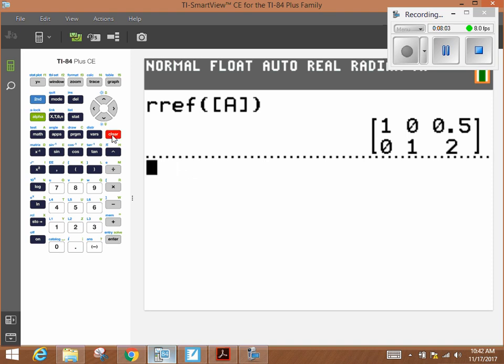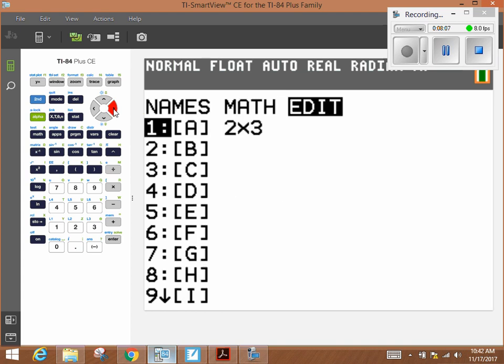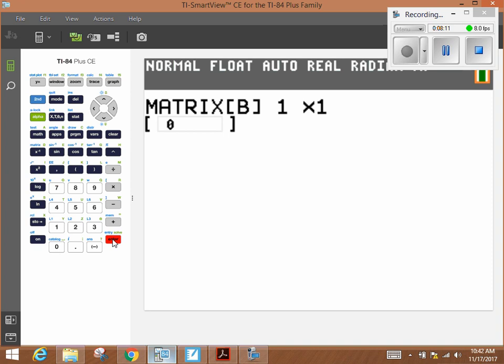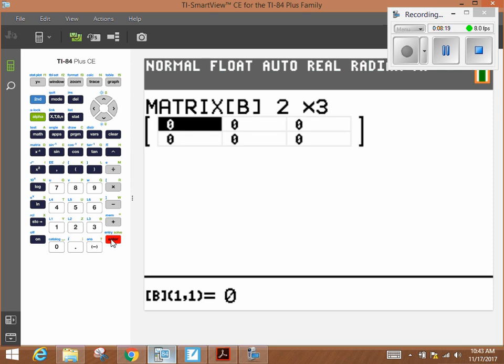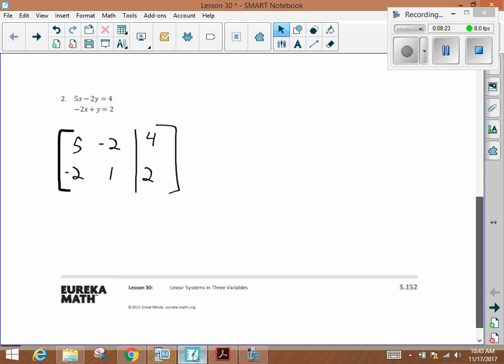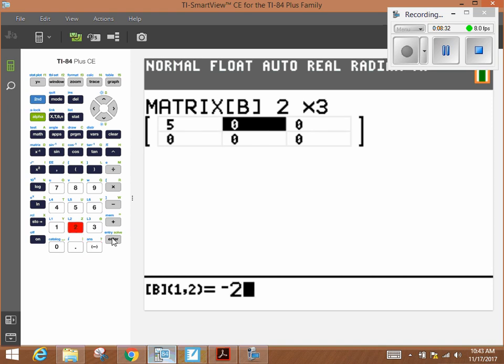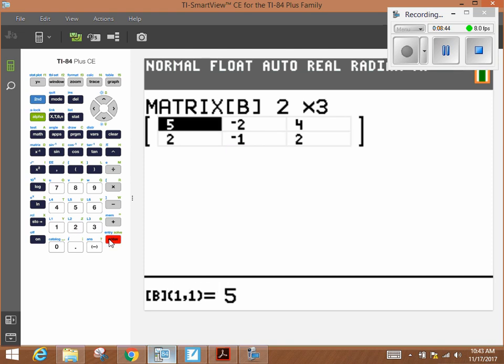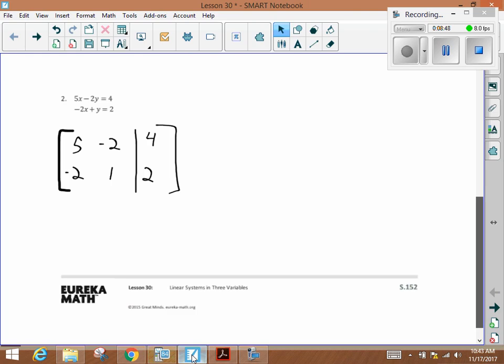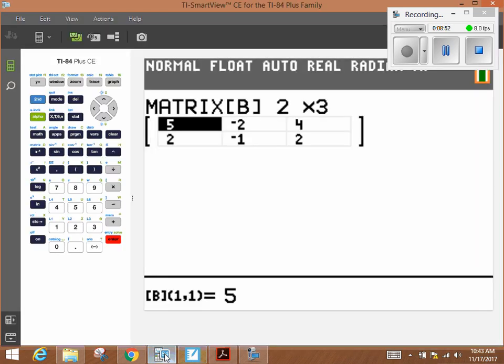I needed to edit instead, I apologize, so I need to go second matrix. I need to go to edit, and we'll choose matrix B. And in this case, it had 2 rows and 3 columns, right? That's what it looks like over here. We had 2 rows, 3 columns, 5, -2, 4, -2, 1, 2. Is that correct? 2 positive 1, 2. Bad. So I need to change that to 1. And enter, and there we go. Now we're ready to go. So now our matrix B has been set up.